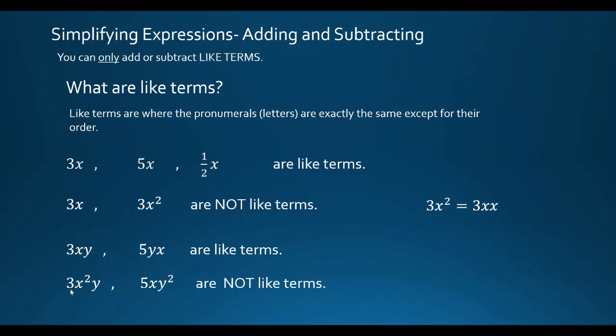Now this one, I've got 3x squared y and 5xy squared. They are not like terms. The squared here means I've got two lots of x multiplied together, and this squared is next to the y, so I've got two lots of y. So 3x squared y is 3xxy, 5xy squared is 5xyy. So you can see the pronumerals are not the same, so they are not like terms.